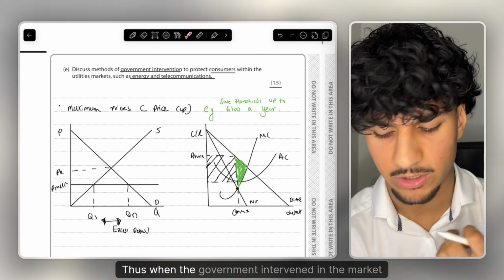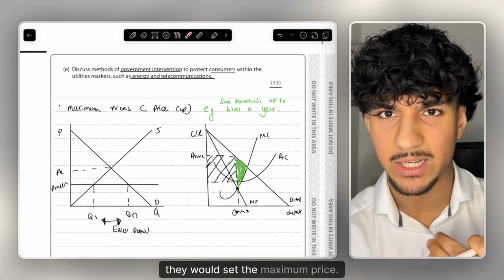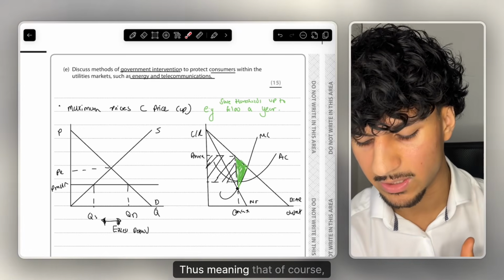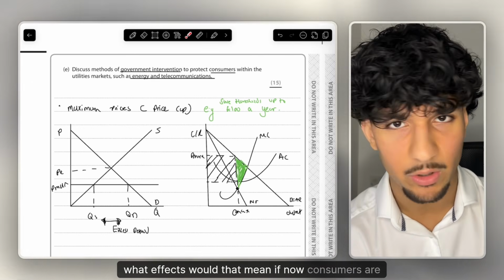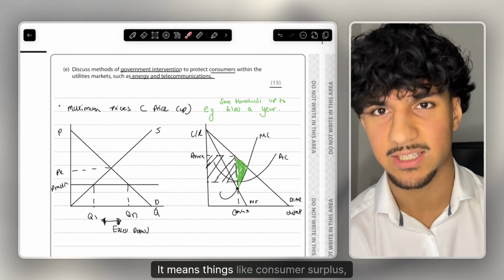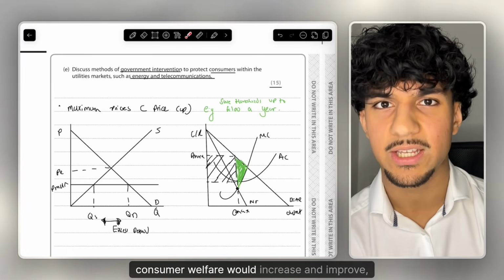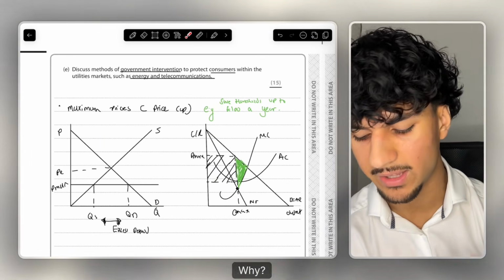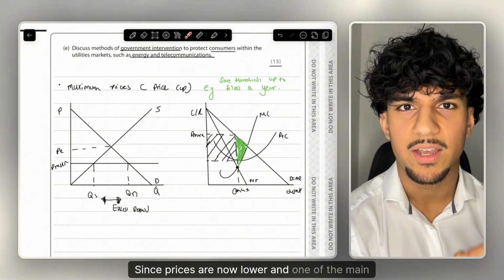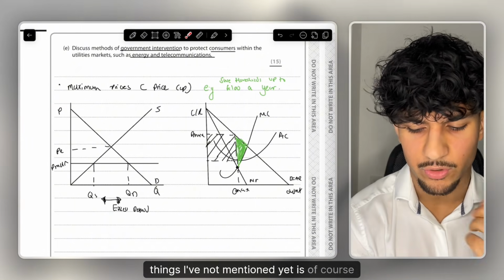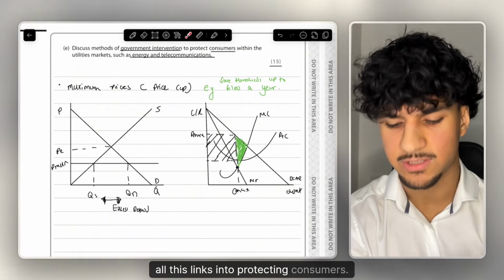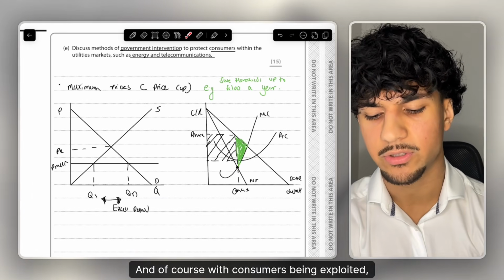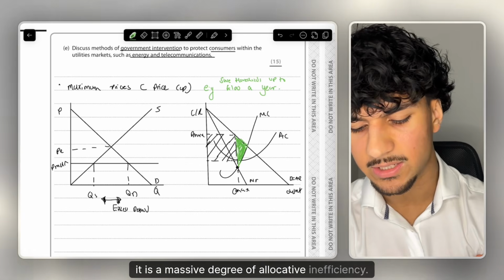Thus, when the government intervened in the market, they would set the maximum price. They would make these firms charge a price lower than the equilibrium price, thus meaning that, of course, what effects would that mean? If now consumers are being charged lower prices, it means things like consumer surplus, consumer welfare would increase and improve. And thus, as a conclusion, basically, consumers are being exploited to a lesser degree. Why? Since prices are now lower. And one of the main things I've not mentioned yet is, of course, all this links into protecting consumers. It all links into allocative efficiency. And of course, with consumers being exploited, it is a massive degree of allocative inefficiency.